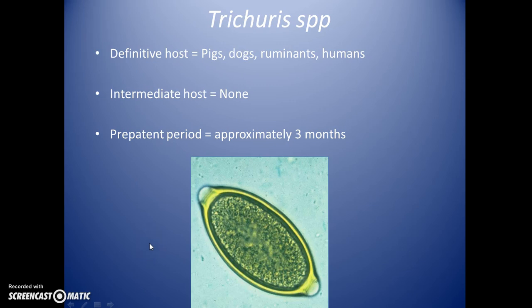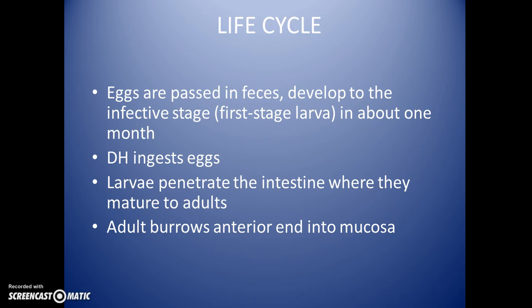The definitive host of Trichuris includes pigs, dogs, ruminants, and humans. There is no intermediate host, and the prepatent period is approximately 3 months. Now for the life cycle of Trichuris, I'm going to let you read through this. Again, it's pretty straightforward like the other life cycles that we've gone through already. So just make sure you know generally how this life cycle of the whipworm works.